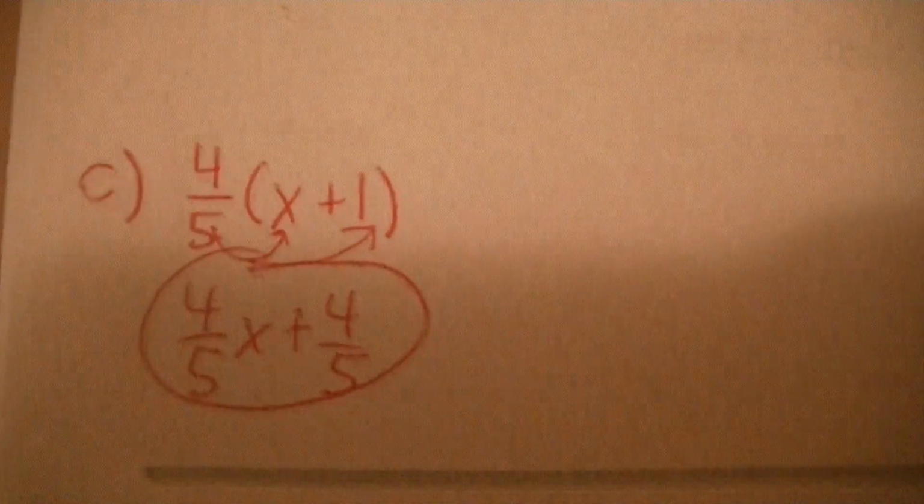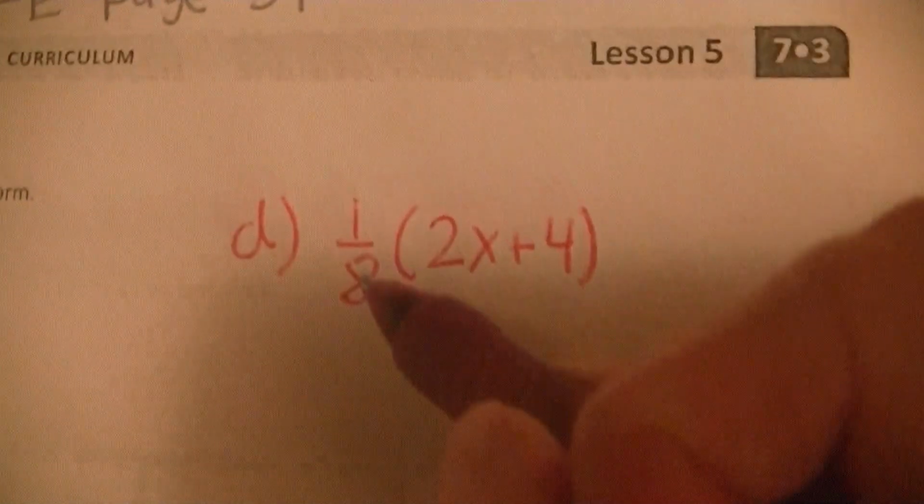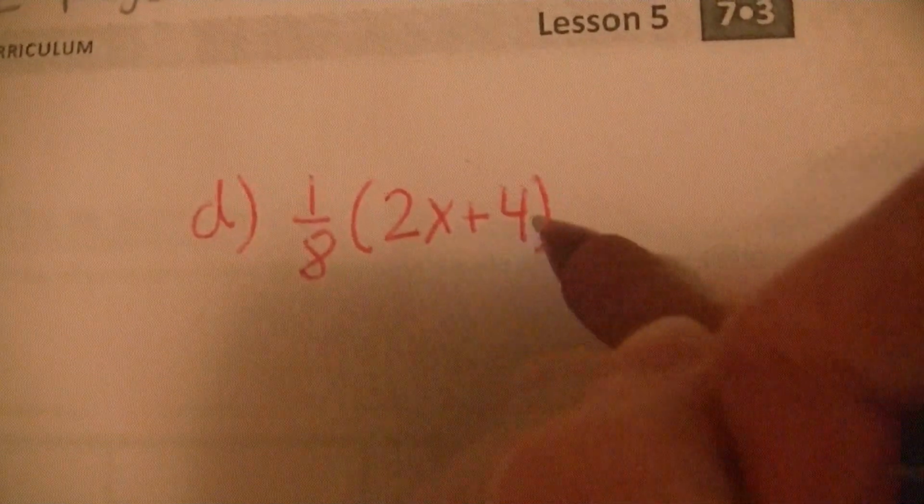All right, letter D is next. And I actually wrote that up here. Okay? So to say this out loud the proper way, don't say 1/8 parentheses 2x plus 4. You want to say it accurately. You want to use mathematical vocabulary that you've been practicing. So 1/8 times the quantity of 2 times x plus 4.